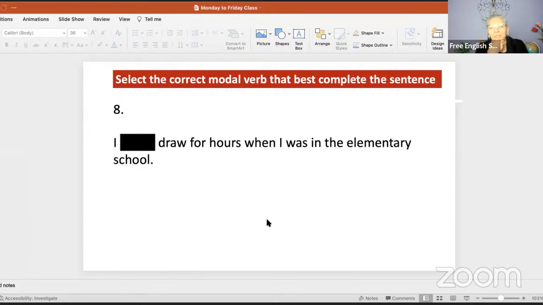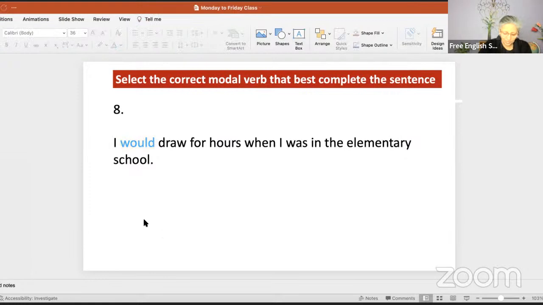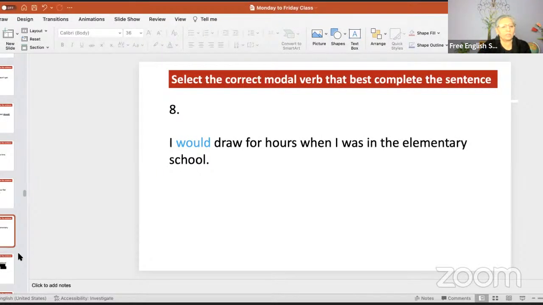I was like, I have a class tomorrow morning. I need to create the quiz for them. So, okay. So I blank draw for hours when I was in the elementary school, and I didn't give you choice. Sorry. So I would draw for hours. Yes, you figured it out. Good, would. Yes. Okay, so would. Excellent.